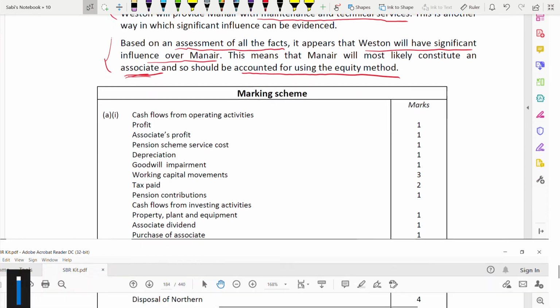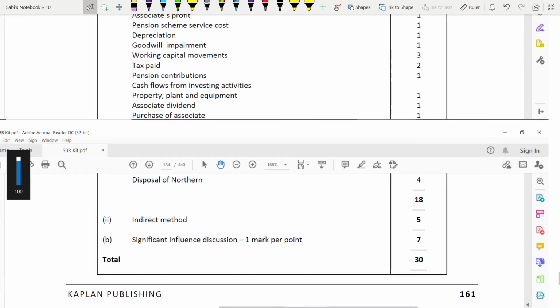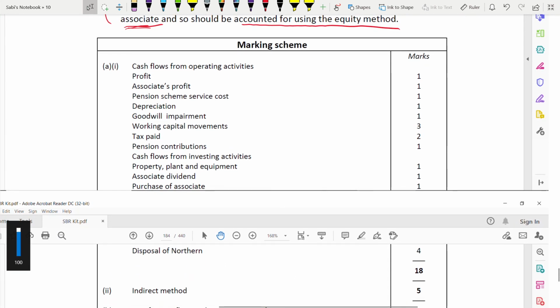Now, let us go to the marking scheme. Okay. First question is 18 marks. How is this 18 marks collected? Don't panic when you see the number of marks is too huge. Okay, we'll see. Profit 1 mark. Associate's profit another mark. Pension service cost 1 mark. Depreciation 1 mark. Goodwill impairment 1 mark. Working capital 3 marks because 1 for inventory, 1 for receivables, 1 for payables. Tax paid 2 marks because workings are required for that.